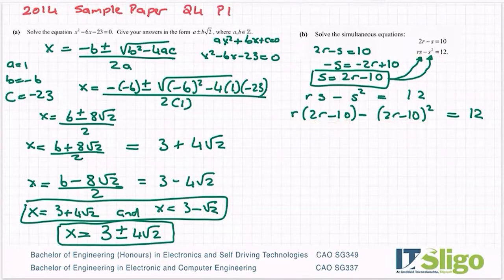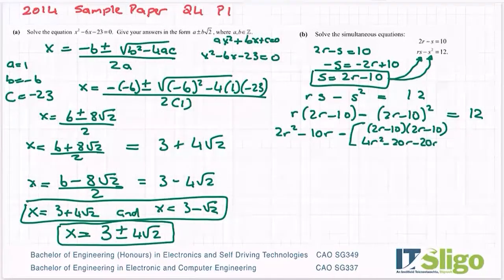So let's multiply 2r by r is 2r squared. 10 by r is 10r. And then minus, we have to be really careful here because I have to square this bit first. So 2r minus 10 by 2r minus 10. 2r by 2r is 4r squared. 2r by minus 10 is minus 20r. Minus 10 by 2r is minus 20r, plus 100. And then, of course, that's equal to 12.